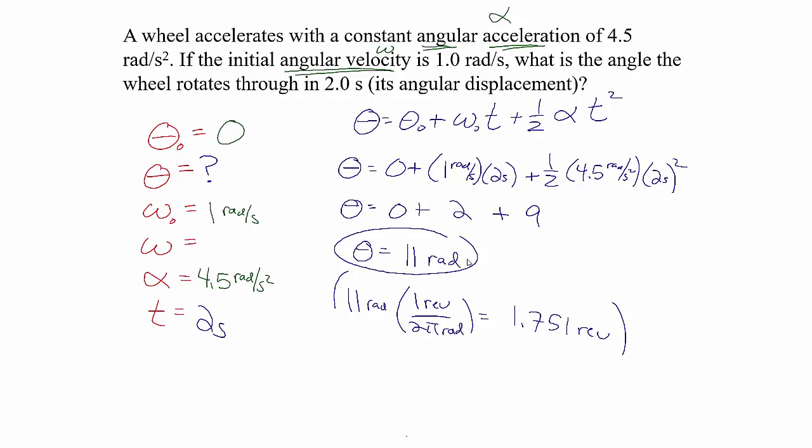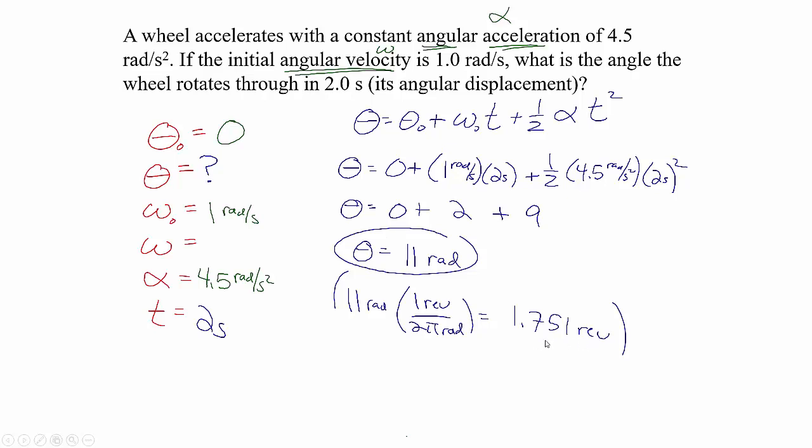If you're asked for the angle that it turned through in radians, that would be the answer. Sometimes a question might ask you to go a step farther and give how many rotations it has done. Converting that to revolutions, 1 revolution is 2 pi radians, so 11 radians is 1.751 revolutions, or 1.751 rotations.